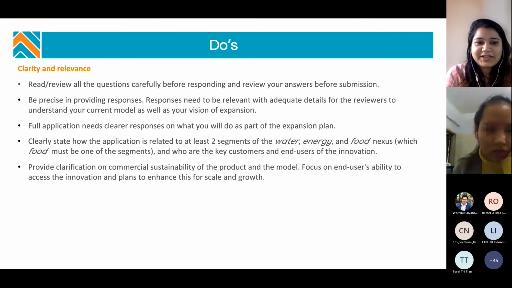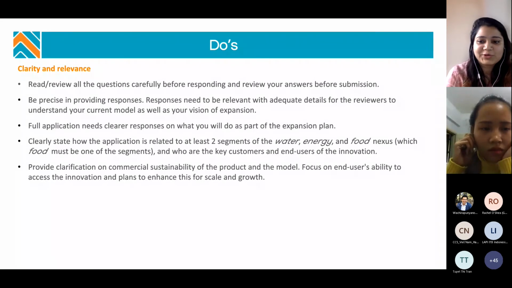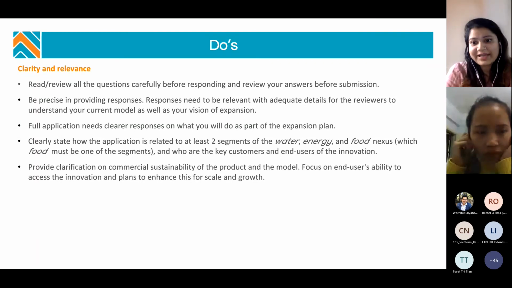Moving to very quick do's and don'ts. In the do's, of course, one of the primary things that we request you to focus on is clarity and relevance. So please read all the questions carefully before responding, and more importantly, review your answers before submission. It usually helps to have peers in the organization or other people who have not filled out the responses give it a good read, so that you make sure you've not missed any important aspect of your business that you would like to highlight during the application.